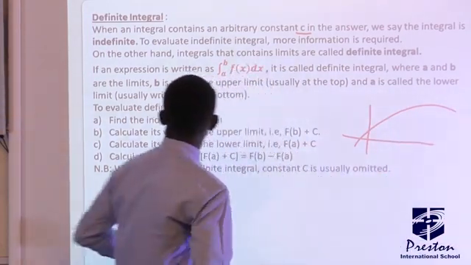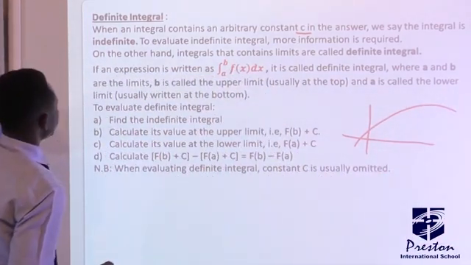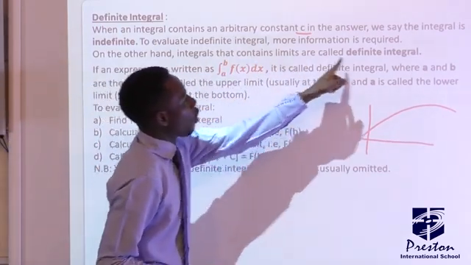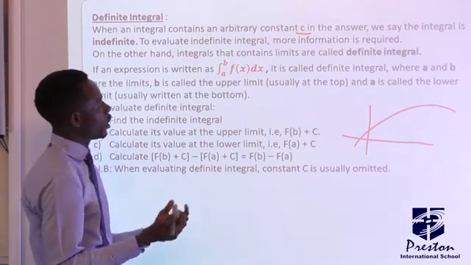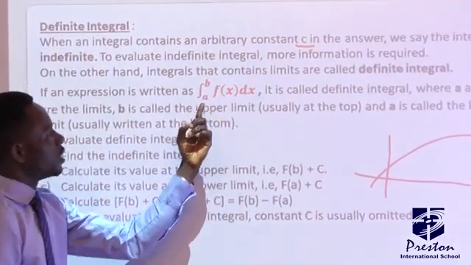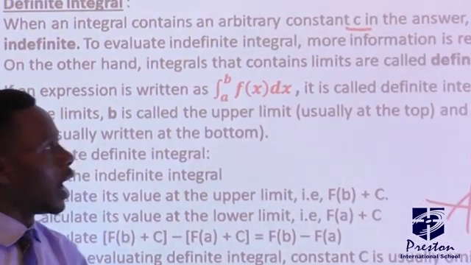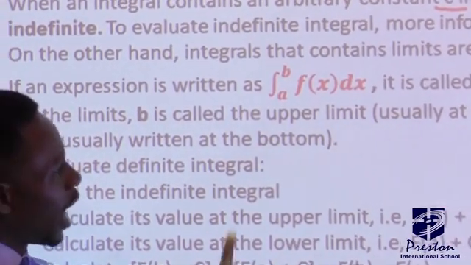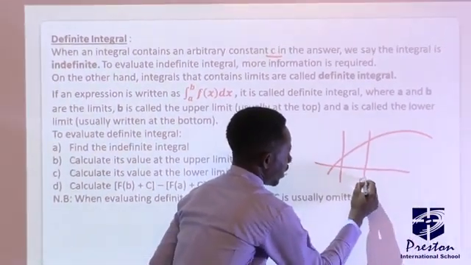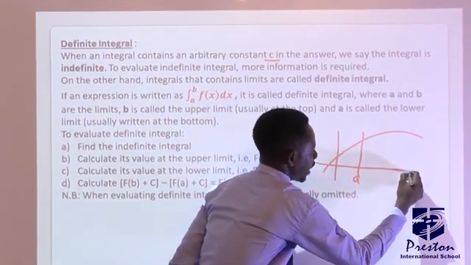That means there is still need for more information for us to be able to find the area under this curve. But unlike indefinite integral, an integral that contains limits is called a definite integral. What is the limit that we're talking about? You can see a, you can see b. I believe you are seeing this for the first time. This a, we call it the lower limit. And this b, we call it the upper limit. How do we apply that here? The lower limit is that point here. Then the upper limit is that point here.